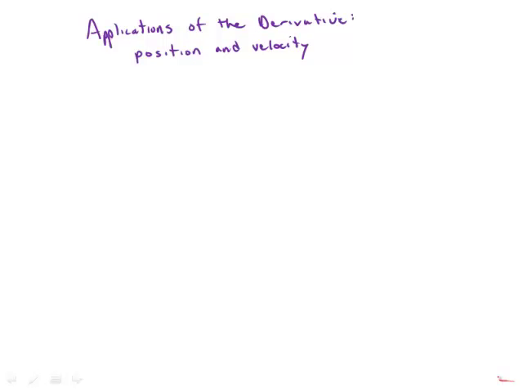The idea of the first derivative has myriad applications in various disciplines. Here we're just going to talk about a few, and in this video we'll talk about an application to physics, talking about position and velocity. So suppose we have a function s of t which gives the position of a particle at any time t.